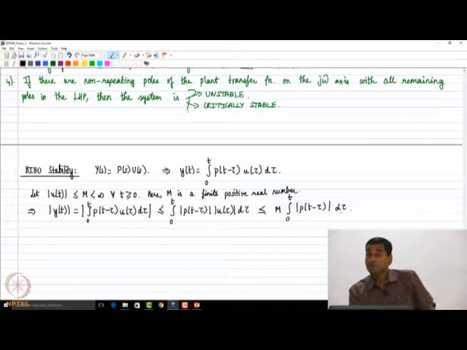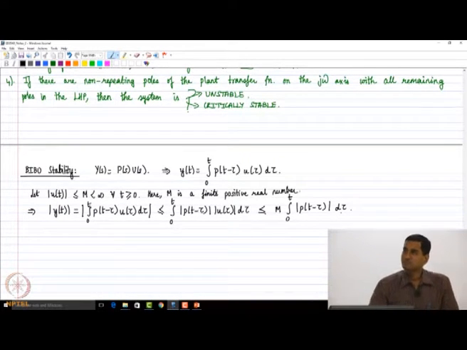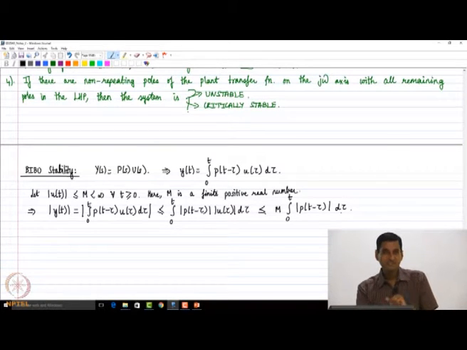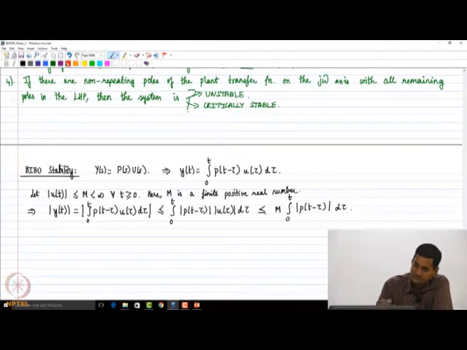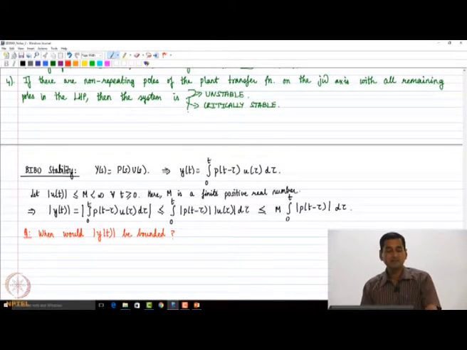So now, please remember, what was p of t? It was what is called the impulse response function, right? If you recall the physical meaning of p of t. So the question that we would ask ourselves is: when would the magnitude of y of t be bounded, given this expression? When do you think the magnitude of y of t will be bounded?